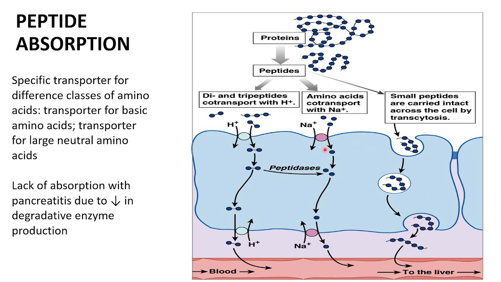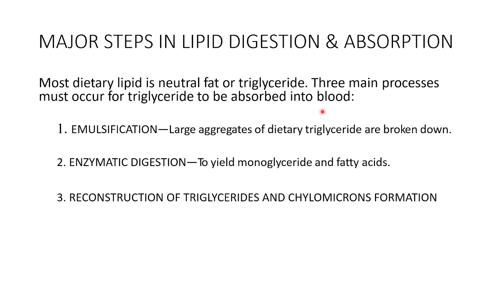Amino acids are transported with a sodium co-transporter across the apical membrane and a counter-transporter across the basal membrane. As you understand, there are pumps initially that create this gradient for both hydrogen and sodium. All right. Let's again take another minute and draw the scheme showing absorption of di- and tripeptides and amino acids.